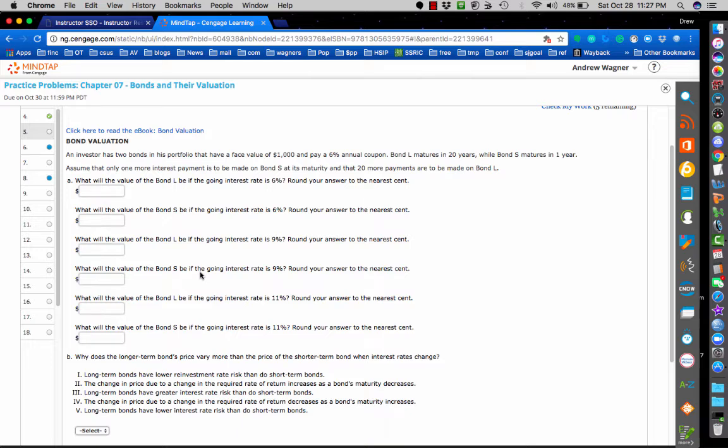And 20 more payments on bond L. What would be the value of bond L if the going interest rate is 6%? Well, for L, we would have 1,000 future value. Its face value is 1,000. 6% coupon per year, that's 60, or 0.06 times 1,000. There's 20 payments, so put in 20 for N.